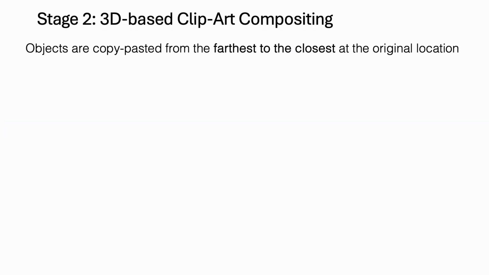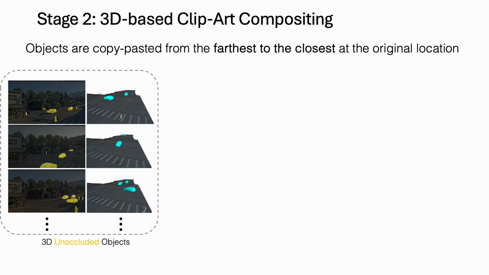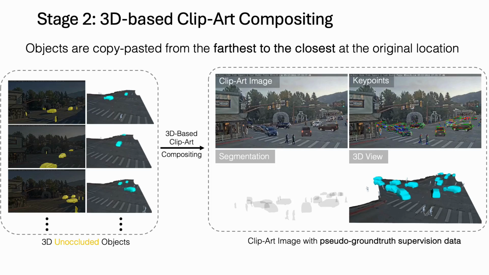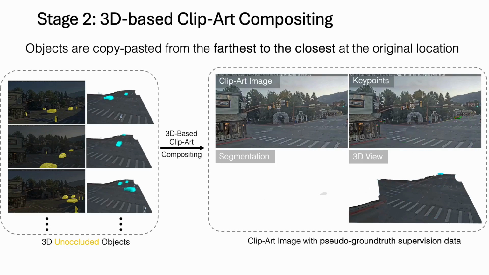We then copy-paste unoccluded objects back into the background image at their original location to preserve correct perspective from the farthest to the closest. As you can see here, each clip art image comes with a modal segmentation mask, bounding box, key points, and 3D pose and shape. They are called pseudo-ground truths because they were predicted by off-the-shelf methods. This creates realistic and accurate occlusion configuration.